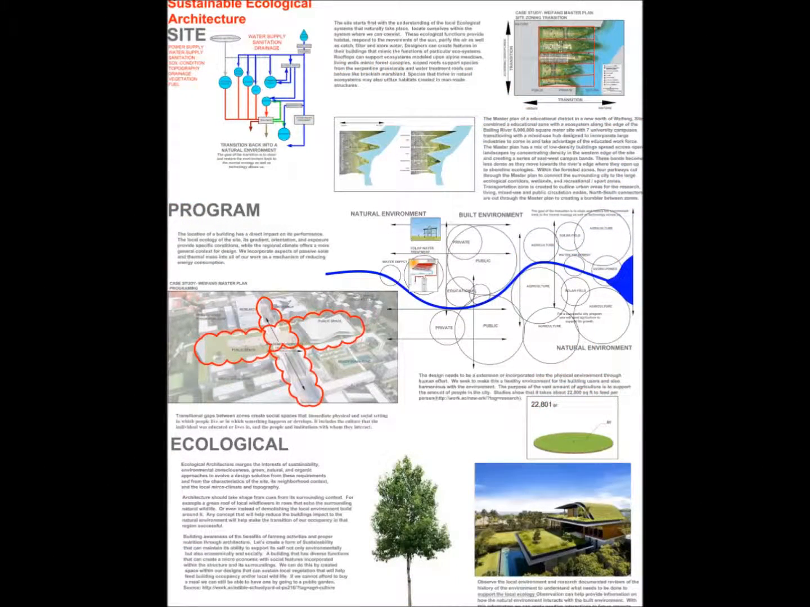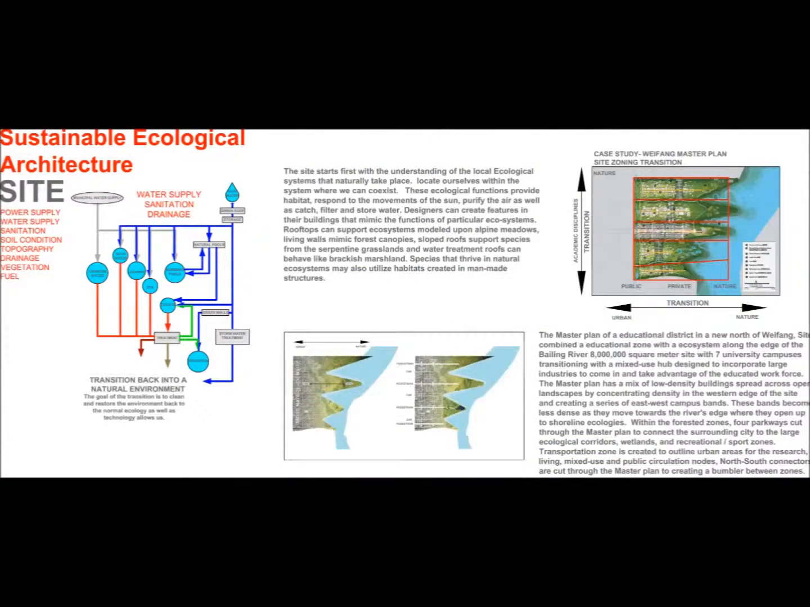Poster 3 is about context of architecture. The three types of context I have chosen for this poster are site, program, and ecological context. The site starts first with understanding of the local ecological system that naturally takes place. We can locate ourselves within the system where we can coexist.